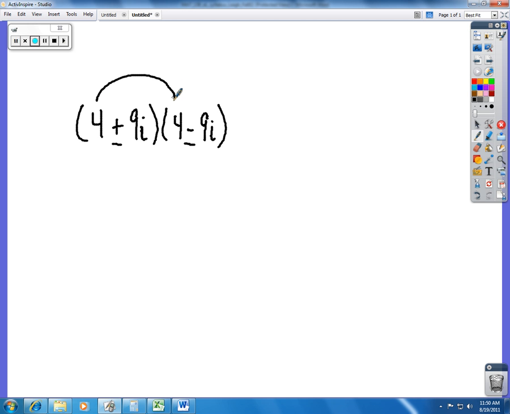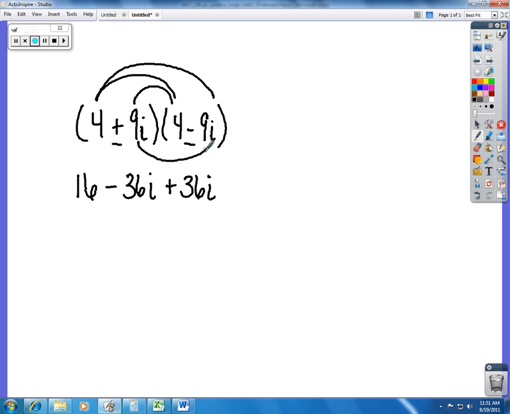So I'm going to, again, use FOIL: first, outer, inner, and last. So I've got 4 times 4, which is 16. And then I've got outer, which is 4 times that -9i. So I have -36i, 4 times 9. And then inner, we've got a +9i times a 4. So we've got now a +36i. And then I've got a +9i times a -9i, which gives a -81i squared. Again, I like to think of the i's as x's, as variables. You manipulate them and work with them the same way that you do variables.